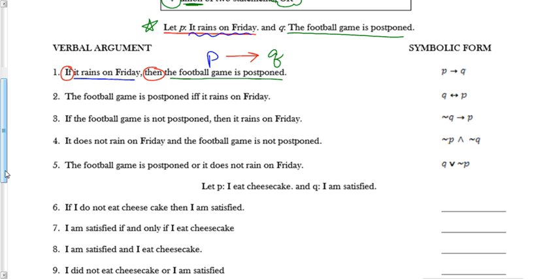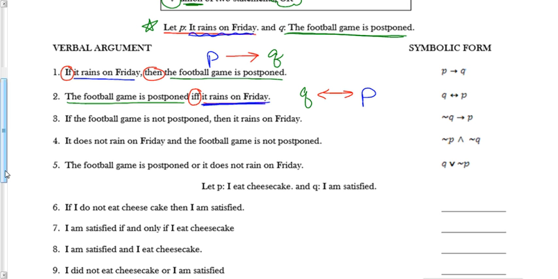So for the next one, I don't see an if. There's no if at the beginning of number 2, but I do see this, and that is my if and only if. That is your double arrow. Next, I look at the front, and I have the football game is postponed. That is right here, and that's statement Q. And the next thing that I have is it rains on Friday, and that is my P.